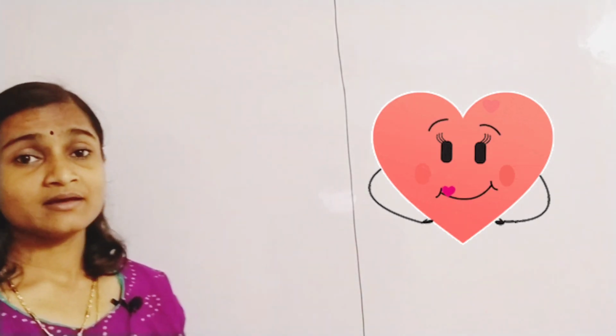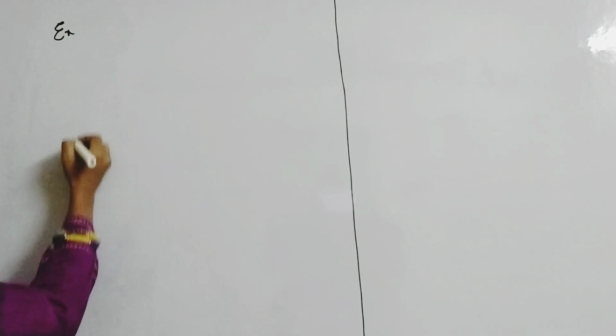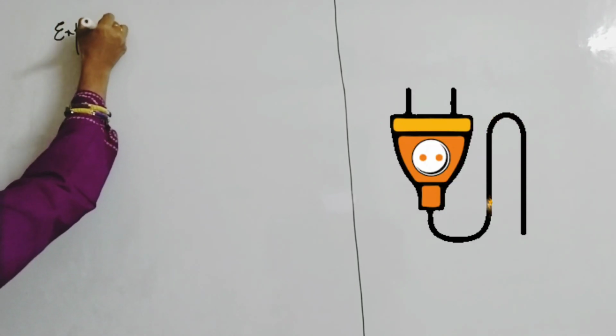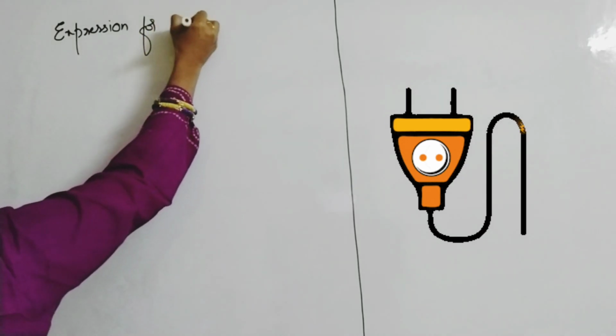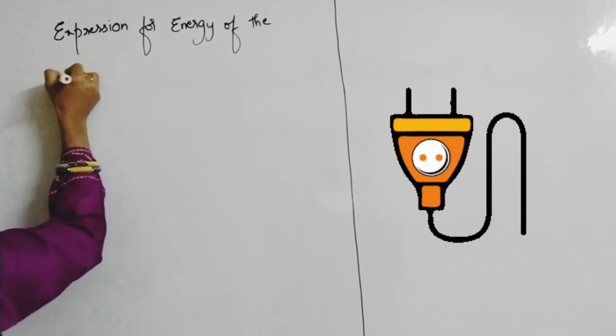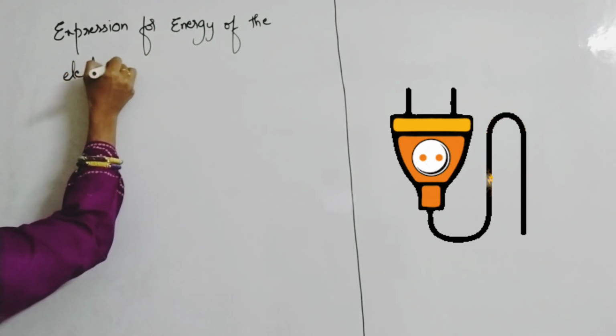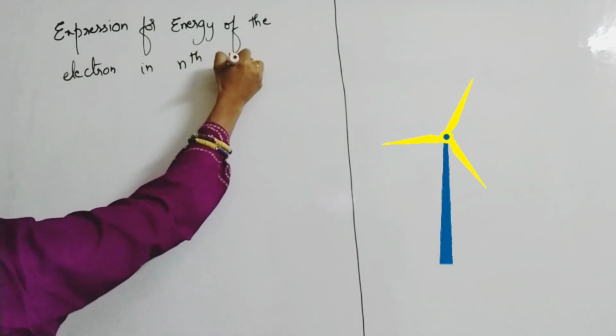Right. So today's topic is what? Expression for energy of electron. Expression for energy of the electron in nth orbit.